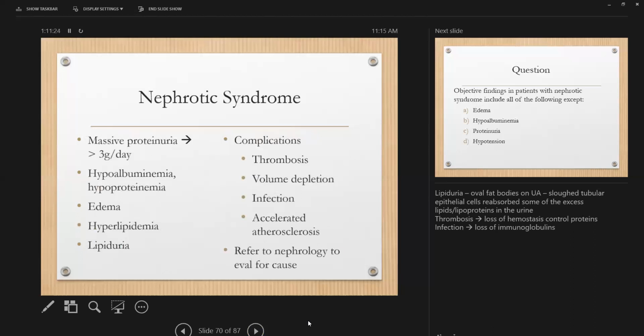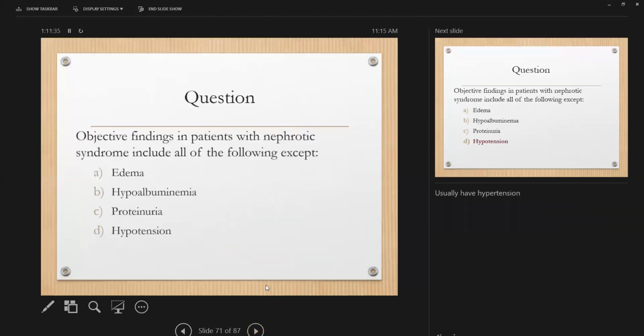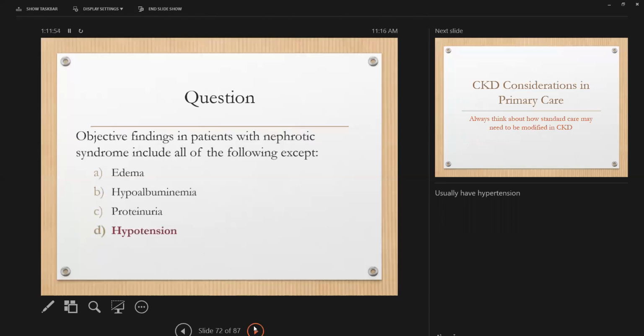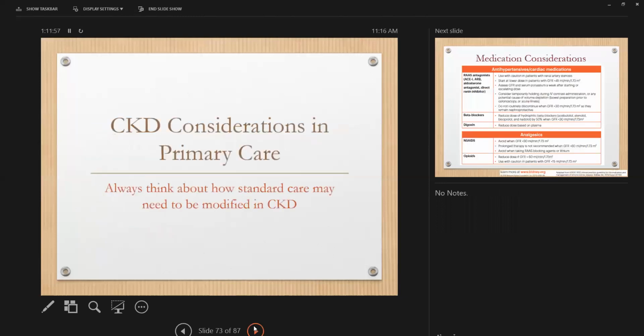So nephrotic syndrome, this is when you have massive amounts of protein coming out of the kidney. Some of the things that you're going to see occur. Patients with nephrotic syndrome include all of the following except. What's your favorite answer? Hypotension. Yep, there's your favorite answer. Not going to happen. Not going to see it. They'll be hypertensive. The remaining slides are about medications, and you can review them at your leisure.